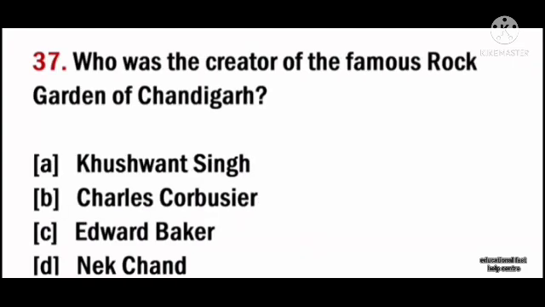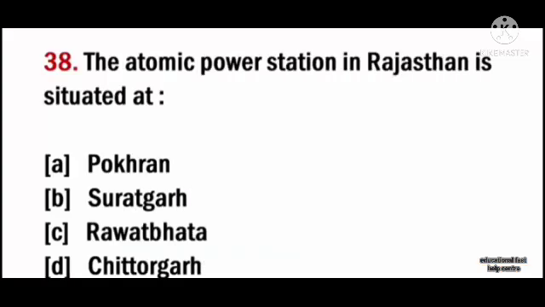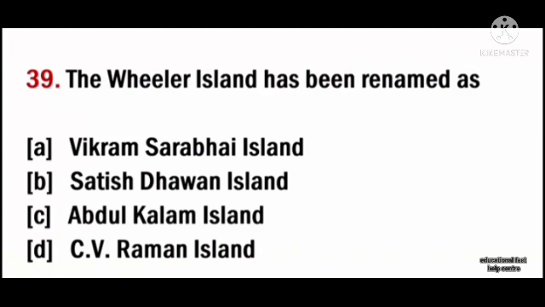Who was the creator of the famous Rock Garden of Chandigarh? Answer D, Nek Chand. The atomic power station in Rajasthan is situated at? Answer C, Rawatbhata. The Wheeler Island has been renamed as? Answer C, Abdul Kalam Island.